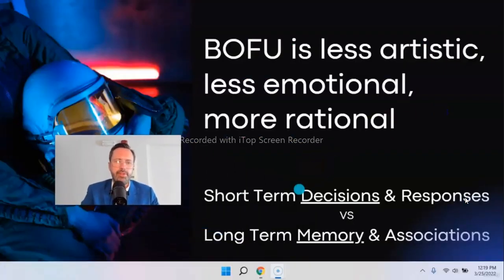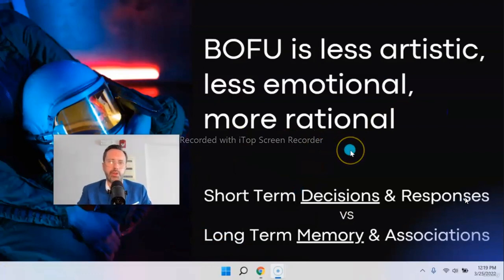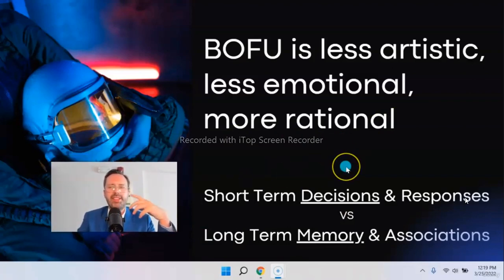So this bottom of funnel, which is primarily where we're trying to promote our offer, like our demo or trial or consultation, etc. The style, the aesthetic of this type of marketing is not super artistic. It's not these off-the-wall advertisements that you see from creative agencies. It's less emotional. It can be somewhat emotional. It can be somewhat artistic. But first and foremost, it's rational.